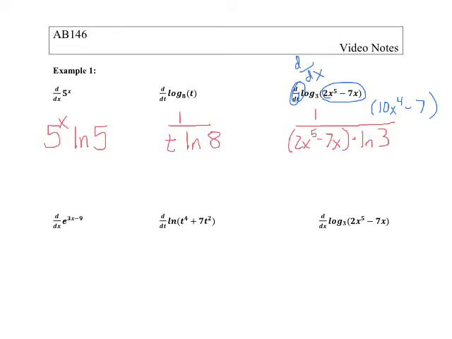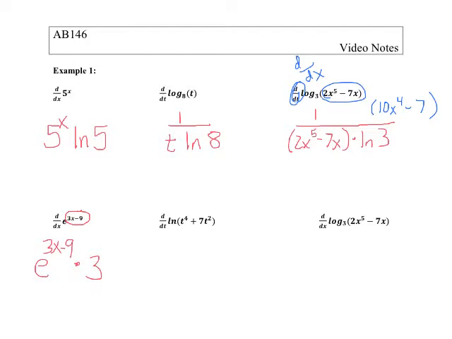Alright, next up, the derivative of e to the x is e to the x, and we have a function up here, so we need to apply the chain rule. So we're going to get the derivative is e to the 3x minus 9 times the derivative of what's inside, which is 3.